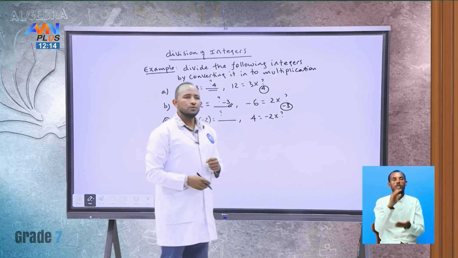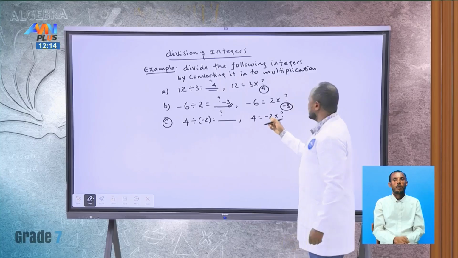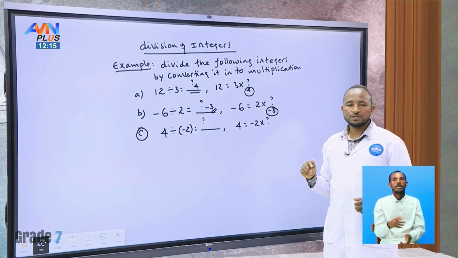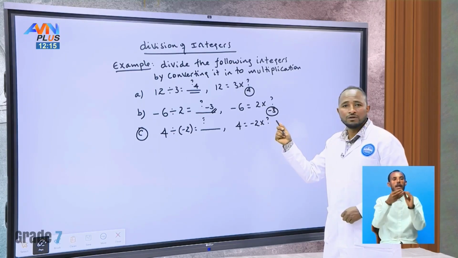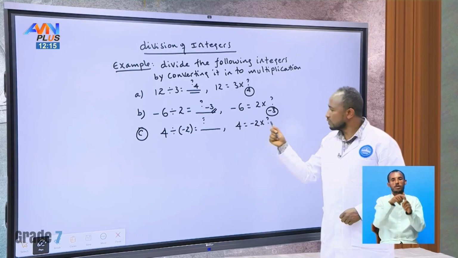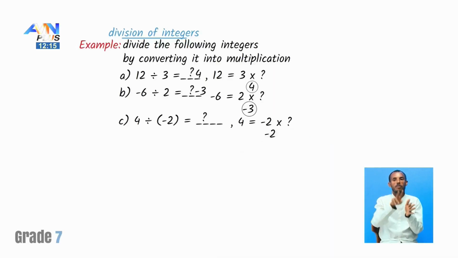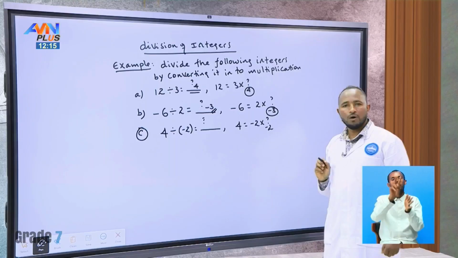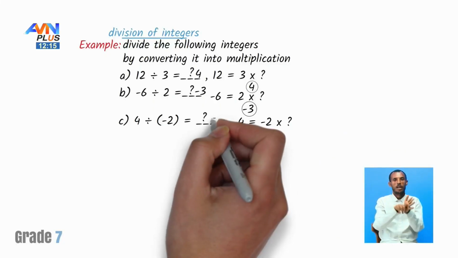If you take 2, negative 2 times 2 gives us what? It gives us negative 4. It doesn't give us 4. So the number here must be negative. The product of two negatives, as we said, gives us positive. Therefore, if you put negative 2 here, the product of negative 2 and negative 2 gives us positive 4. Therefore, the correct answer for this question will be negative 2.